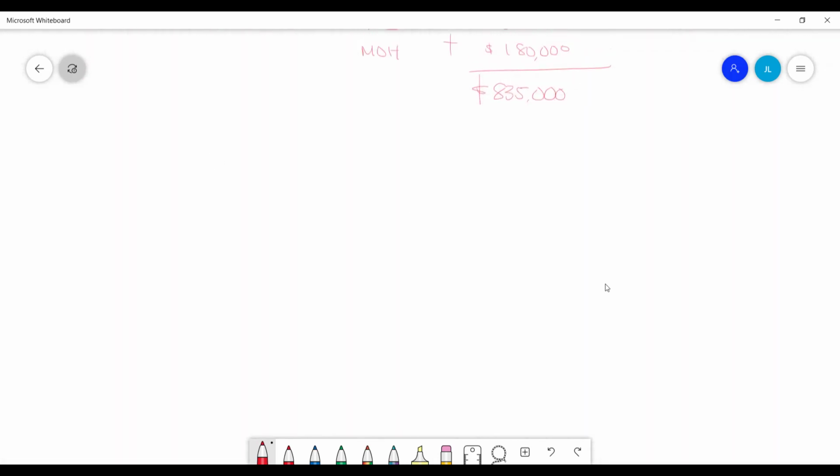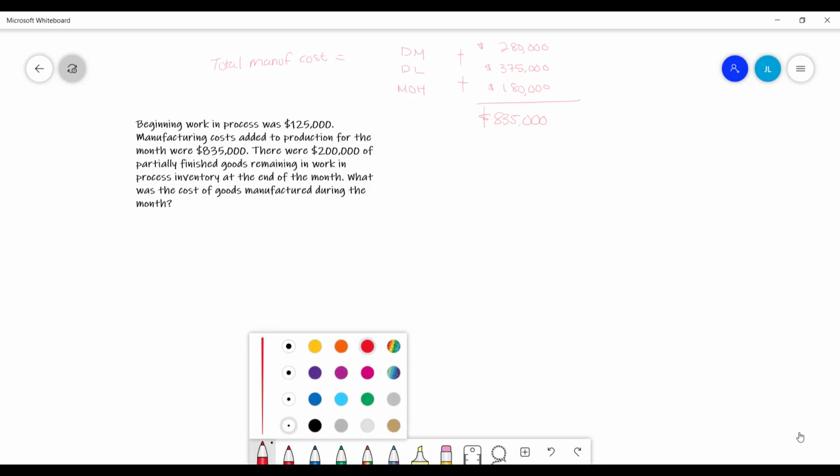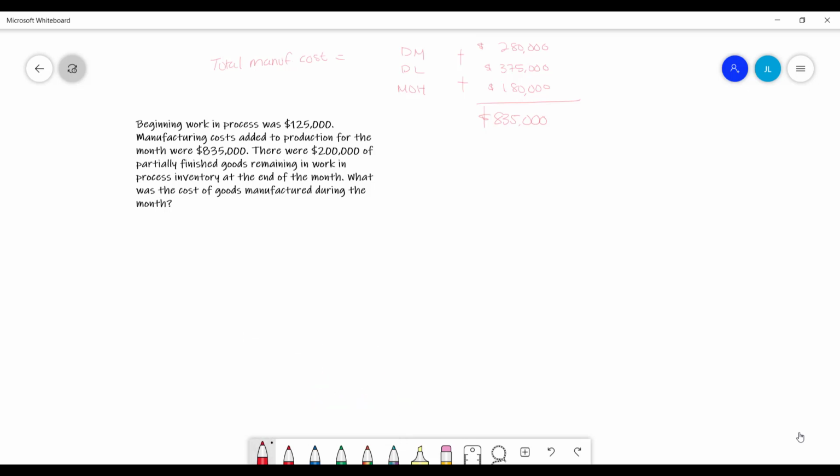All right, on to the next one here. Okay, for this next one, I just went ahead and copy and pasted since it's a little bit faster that way. So going off of what we found in this previous problem now, we're just building off of that. It says beginning work in process was $125,000. So we can start there.